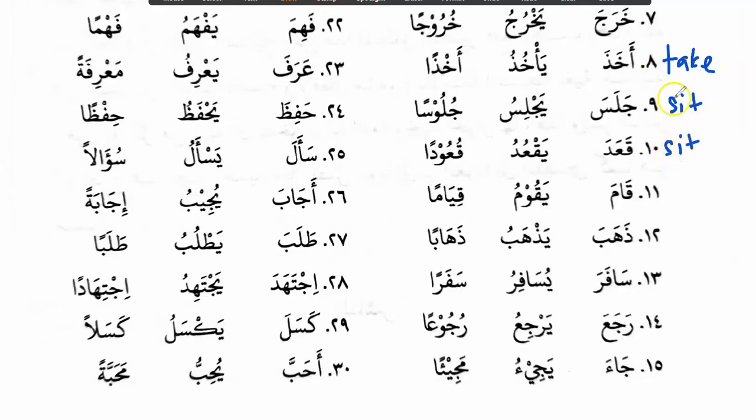There are different types of sitting. One sitting is a slight sitting, like a squat. And then qa'ada means to sit with your bum on the ground. Like qama, stand. Dhahaba, go. Safara, travel. Raja'a, return. Ja'a, come.